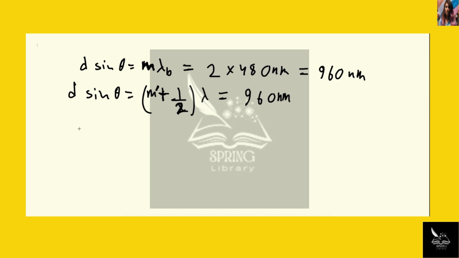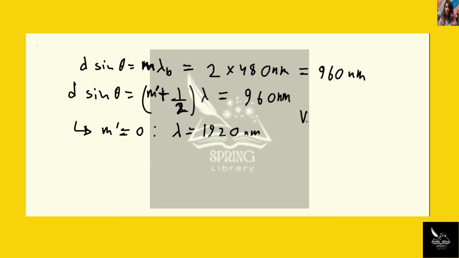So m prime, we're going to try different values of m prime now. Let's start with m prime equals 0. What happens there? In that case, lambda equals 960 nanometers times 2, right? So lambda is 1920 nanometers.